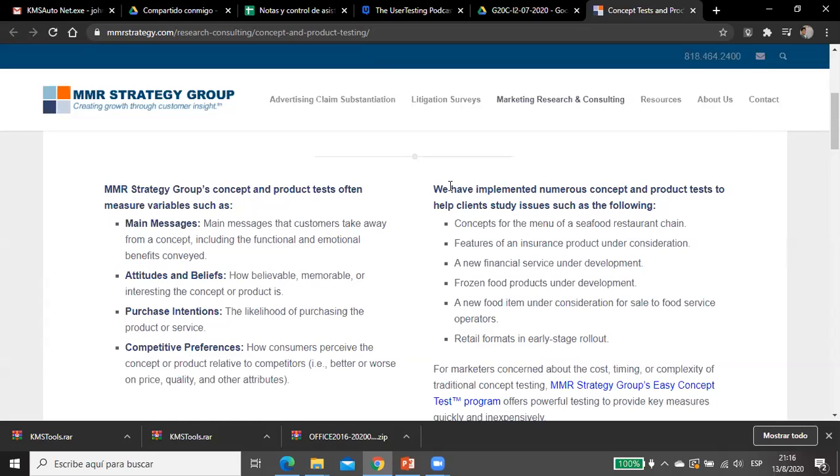So what this group does before they release a product is checking on these four things. They check on the main messages, the emotional messages that your product sends, and then also attitudes and beliefs, how memorable your product or concept is, if it's catchy, if it's interesting or attractive, and purchase intentions, like the likelihood of purchasing the product, all right? And also, finally, how consumers perceive the product relative to competitors, if it's better or worse. So what they do is a very good testing.